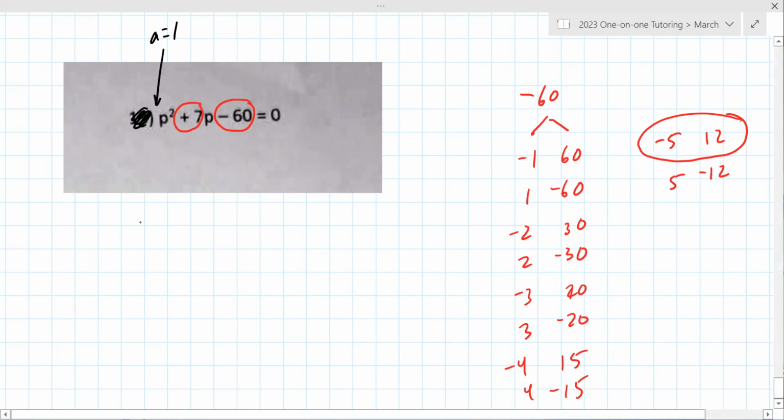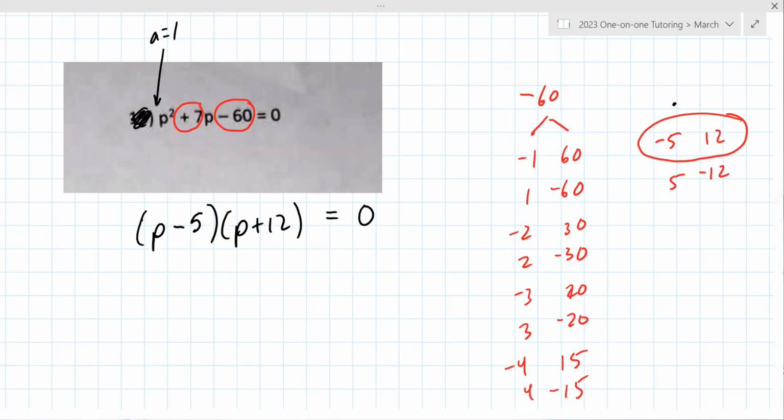Okay. So this becomes P minus 5 because of that minus 5 there, P plus 12 equals 0. What do you do from here? What have we been talking about all night? What's the next step here for this? Is it the difference of squares? Nope. We're done. We're done with difference of squares.